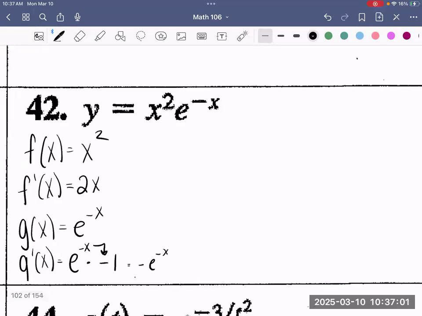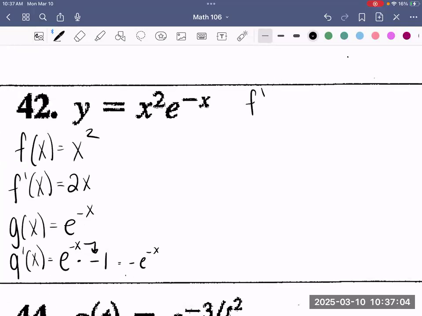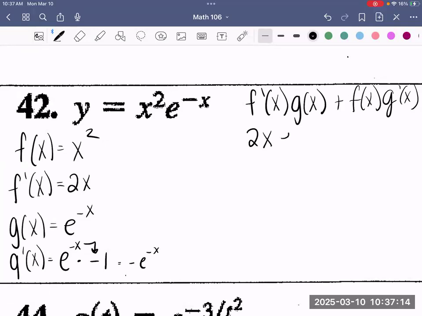So now let's go ahead and do your product rule where we have f prime of x, g of x, plus f of x times g prime of x. So when we put it all together, we should get 2x e to the negative x plus f of x, that was just x squared, times g prime. That would be times this negative e to the negative x.